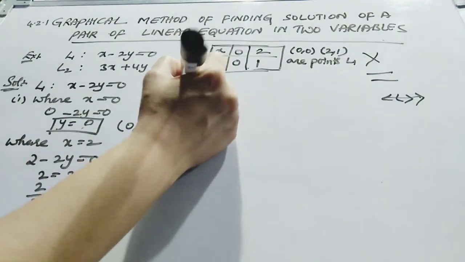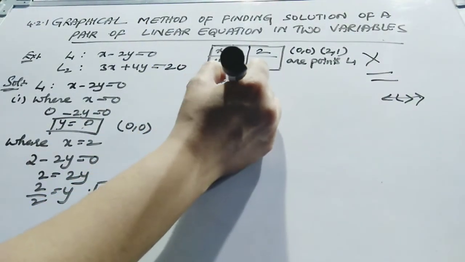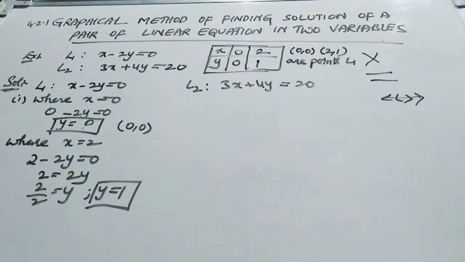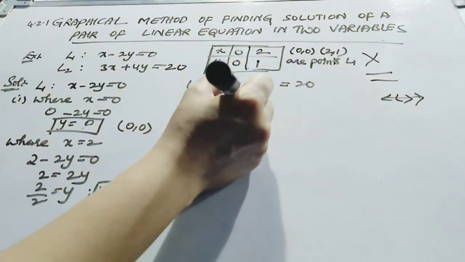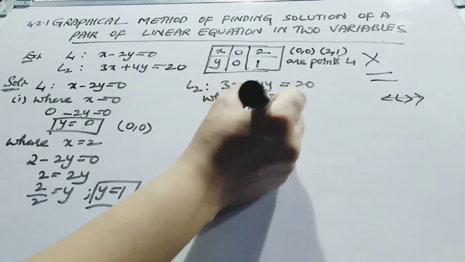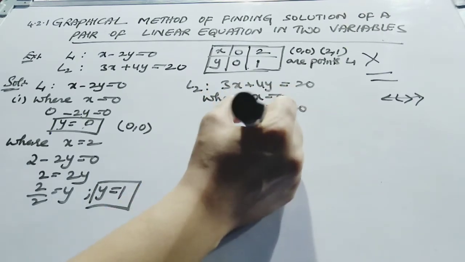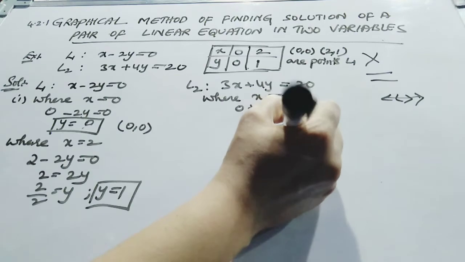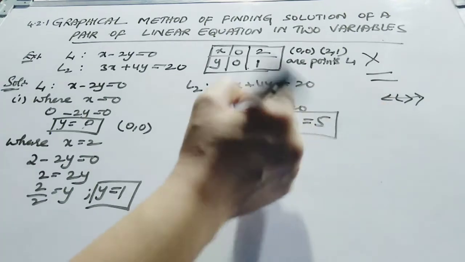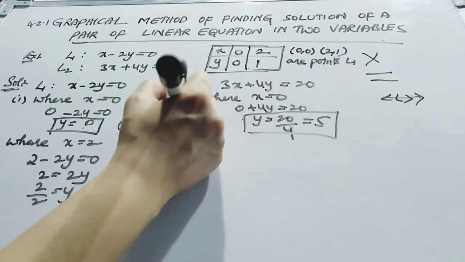Now take L2. What is your L2? 3x plus 4y is equal to 20. Let's take x is equal to 0. 3 into 0 is 0, plus 4y equal to 20. y is equal to 20 by 4, which is 5. So y is 5.